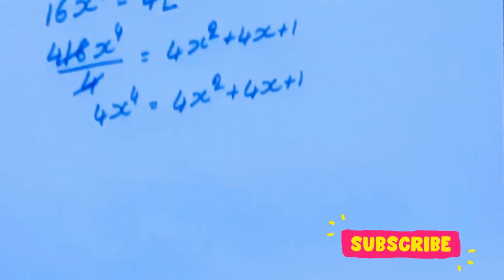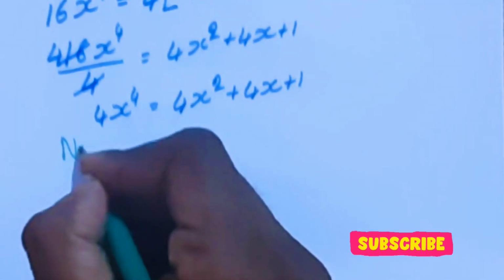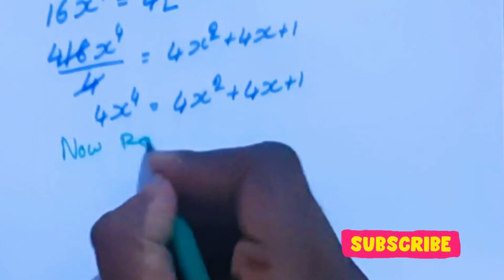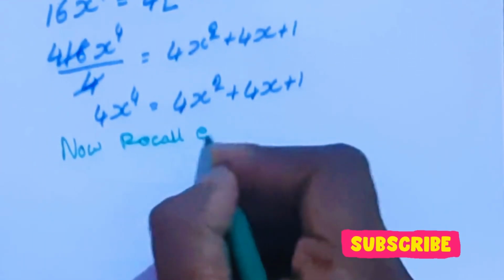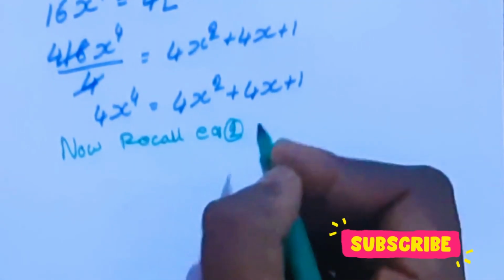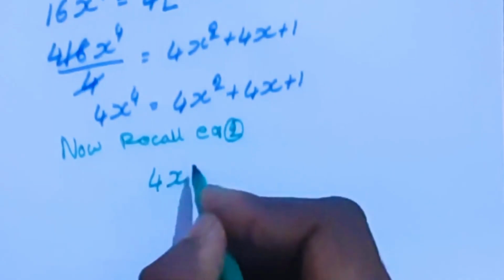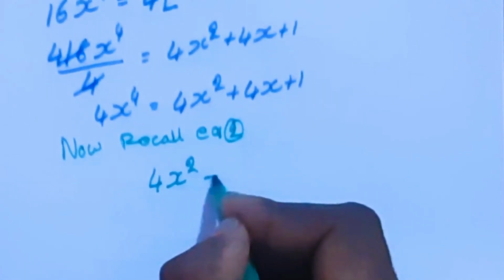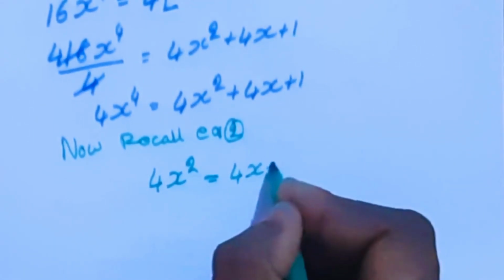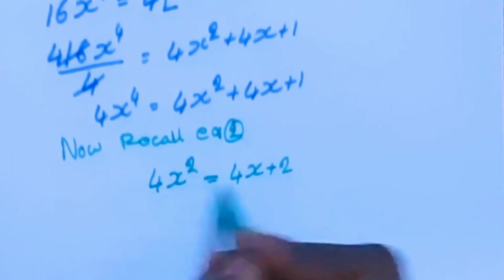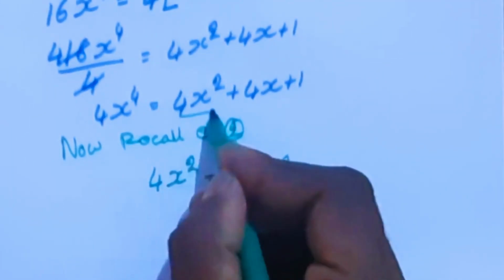Now recall equation 2. The equation 2 here is 4x² = 4x + 2. This equation we are going to apply here.